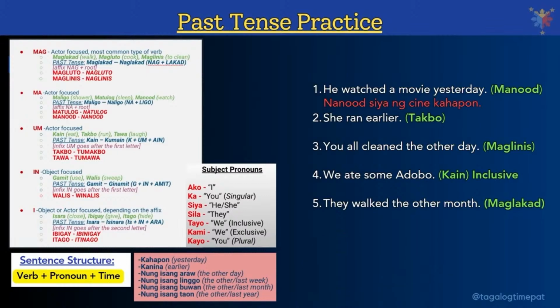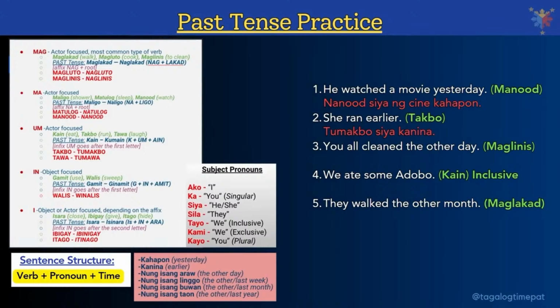Alrighty, we'll go ahead and go over the answers. So, she ran earlier. Remember, the sentence structure is verb plus pronoun plus time. So it would be tumakbo siya kanina. She ran earlier. Tumakbo siya kanina.